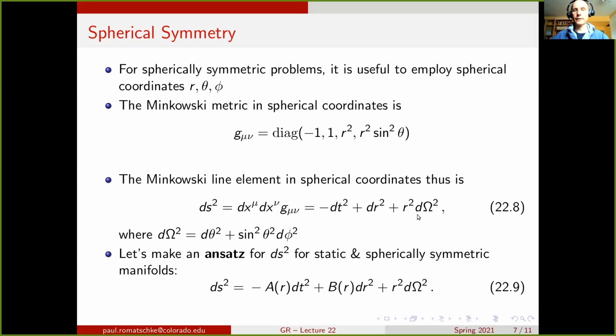We keep the angular part, the solid angle part, the same, but we allow ourselves two functions a and b, multiplying the time-like part and the radial part. These functions, if we are interested in a problem that is both time-independent and radially symmetric, can only depend on the coordinate r, but cannot depend on the coordinates t, theta, or phi. So that is our ansatz. And in the following, we want to explore whether such an ansatz can be used to solve the Einstein field equations.